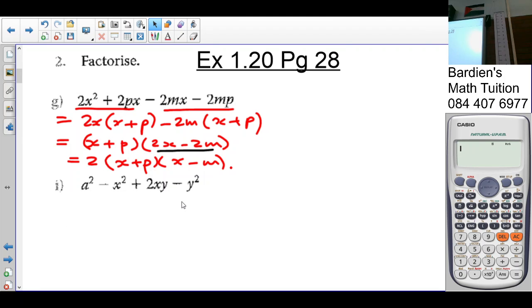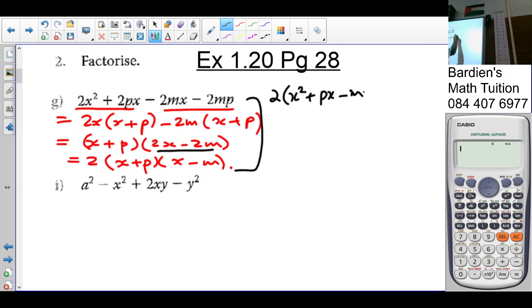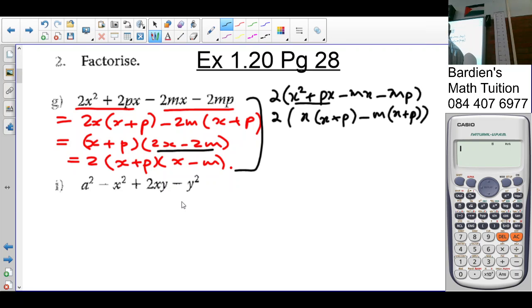Yes? Okay, what did you do? Tell me. Okay, then you're left with x squared plus px minus mx minus mp. So you're taking x plus p, yes? Then you got 2 as a common factor of x plus p in the bracket and x minus a. Is that right? I'm saying this right. You just want to talk to me, I understand.